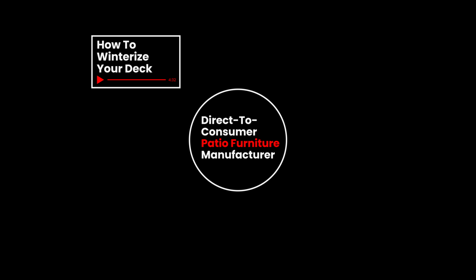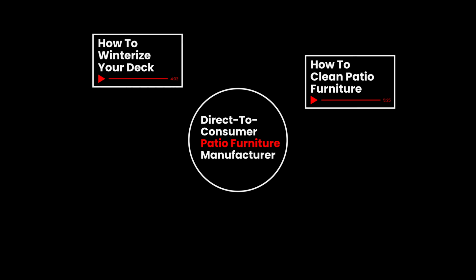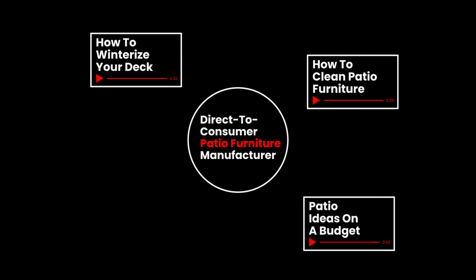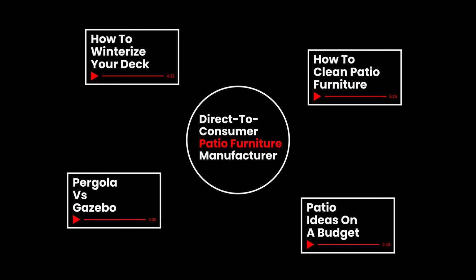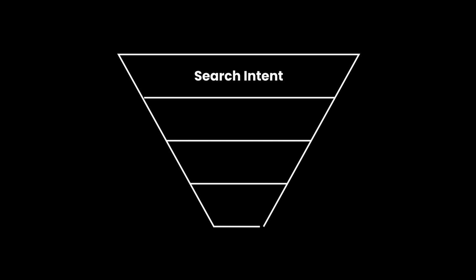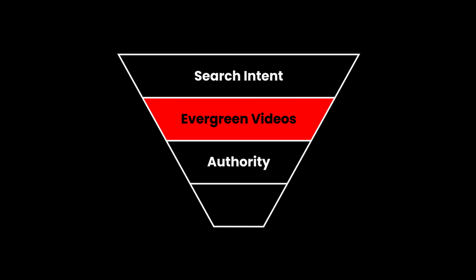For example, if you sell outdoor patio furniture and you want to make some evergreen videos, make a video on how to winterize your deck, how to clean outdoor patio furniture, or patio ideas on a budget. These are all videos that you can use your products in, but not directly promote. Evergreen videos are going to catch that customer in the awareness and the research phase of their buying journey. And by having nice videos or how-to videos, reviews, you're going to set your company up as an authority figure for that customer. And when they get around to making a purchase, they're going to think of your business.